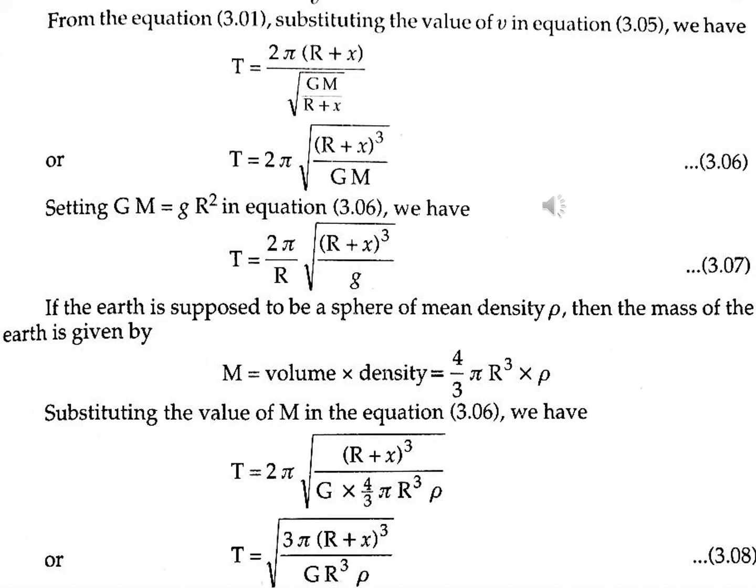So calculating the value of T: GMm over (R plus x) the whole square is equal to the centripetal force, mv square upon R plus x. Here R is the radius of the Earth and x is the distance of the satellite from the surface of the Earth.